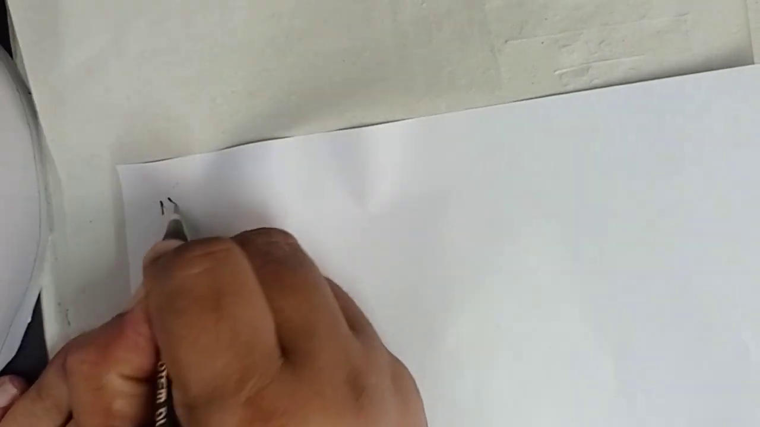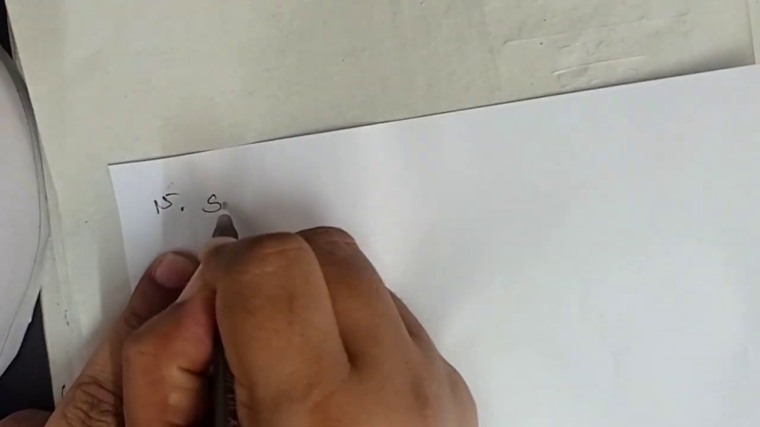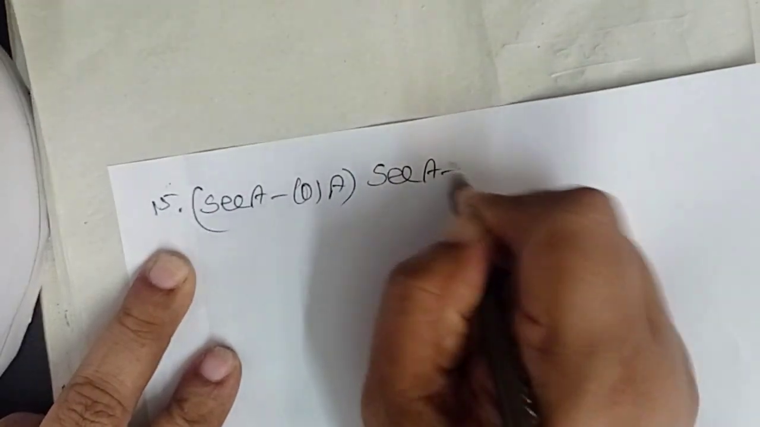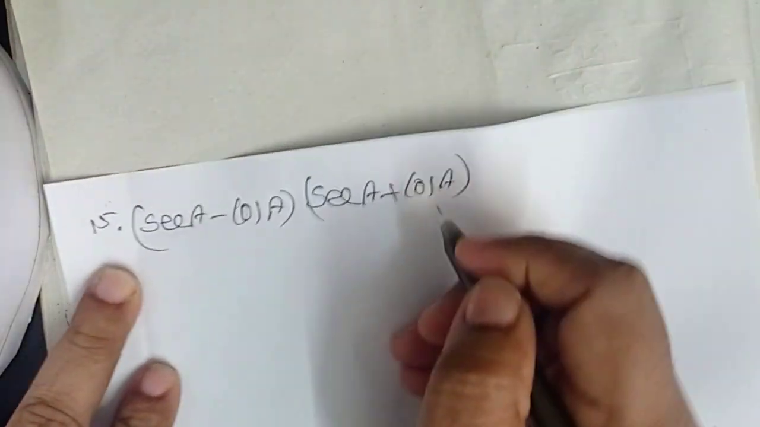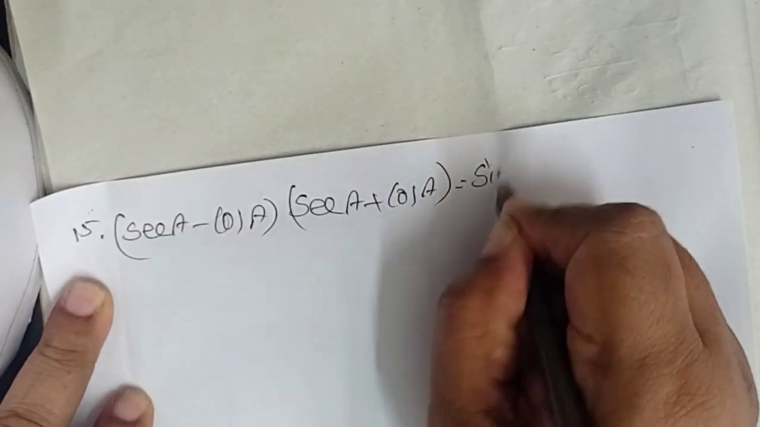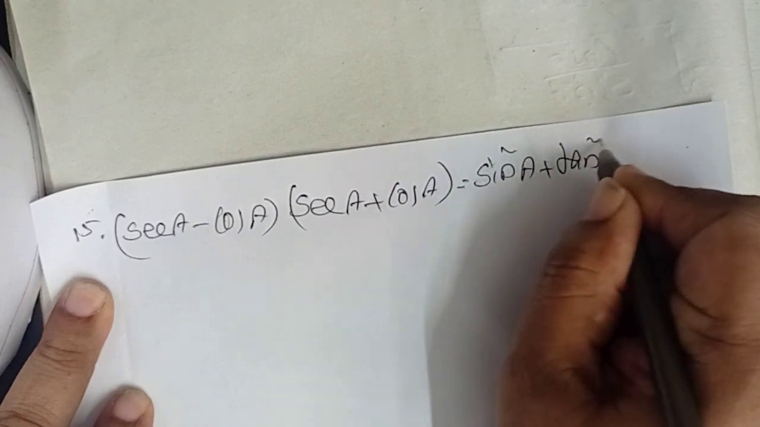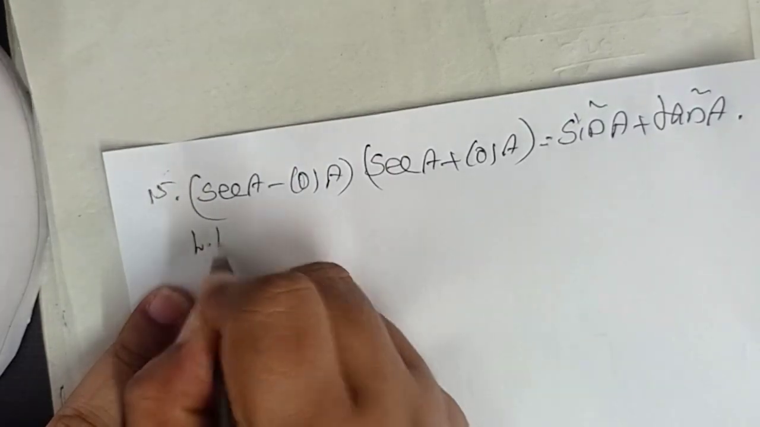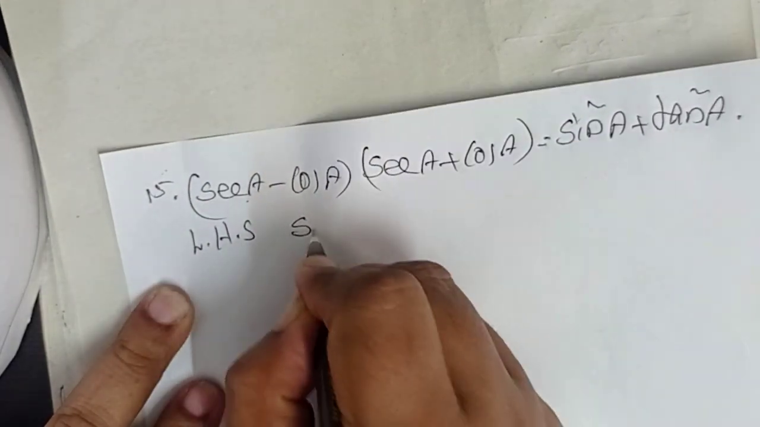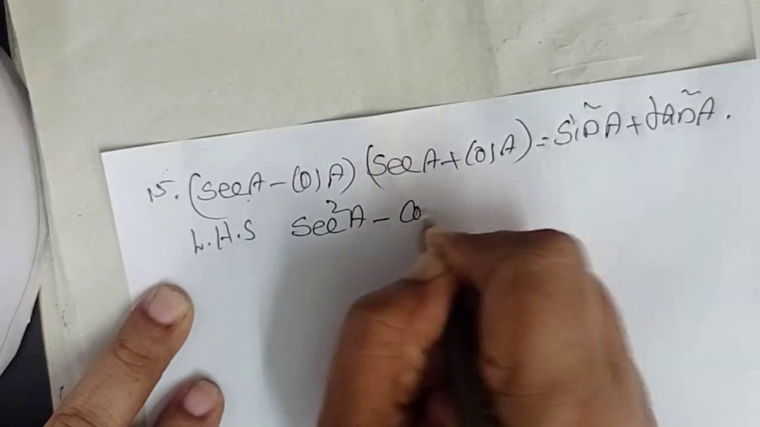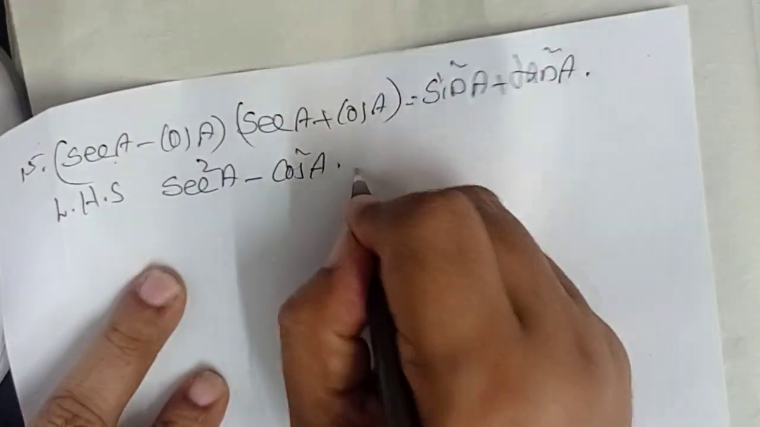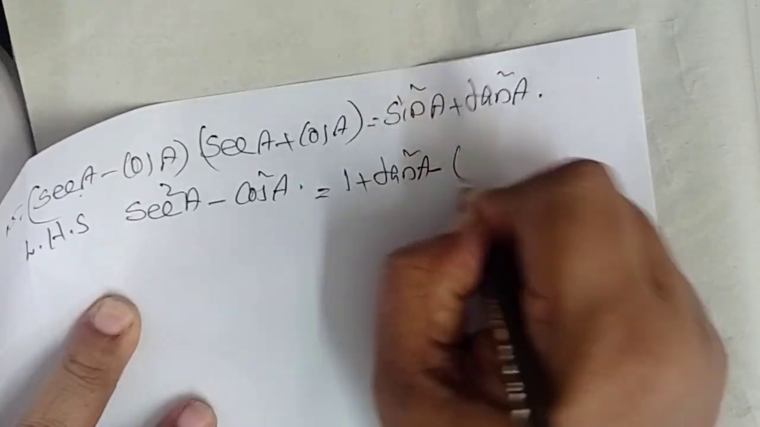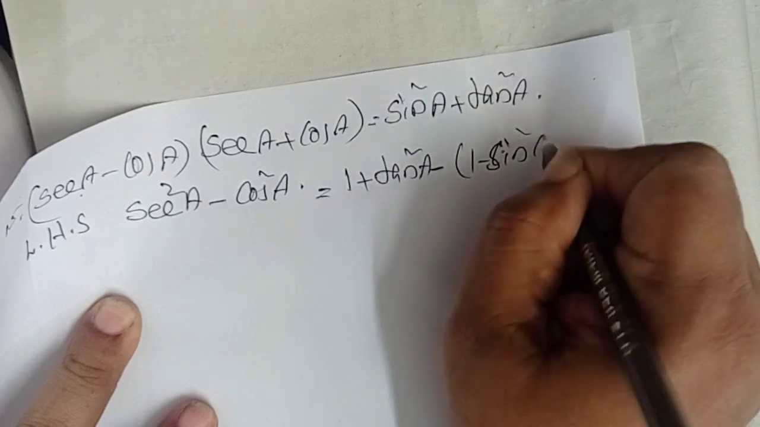Then copy the 15th question. 15. Sec A minus cos A into sec A plus cos A is equal to sin square A plus tan square A. Isn't it? Here also LHS is sec A minus cos A into sec A plus cos A is sec square A minus cos square A. That is equal to sec square A is same as 1 plus tan square A minus of 1 minus sin square A.